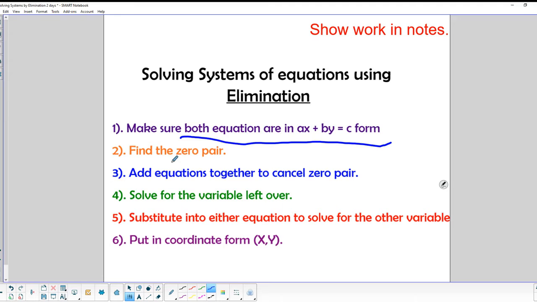Then we look in the equations and see if we can find a couple of opposite terms, either in the x column or the y column, which we call zero pairs. And then when we add the equations together, the zero pair will cancel out. And then we'll solve for the variable that doesn't cancel out. And then we'll use that number, whether it be an x value or a y value, and put that back into one of the original equations and then solve for the missing variable. So we'll show you how this is done.